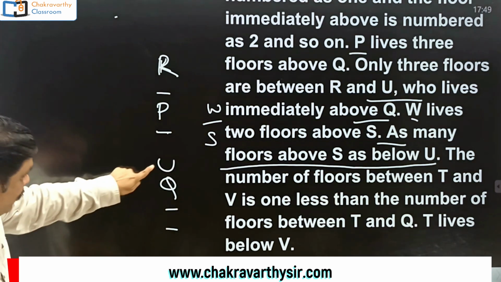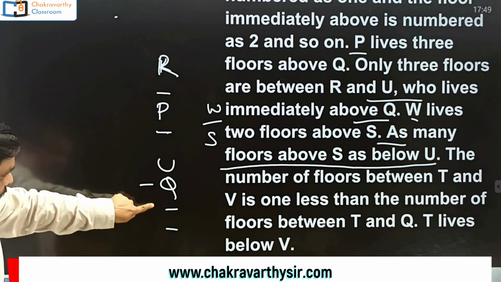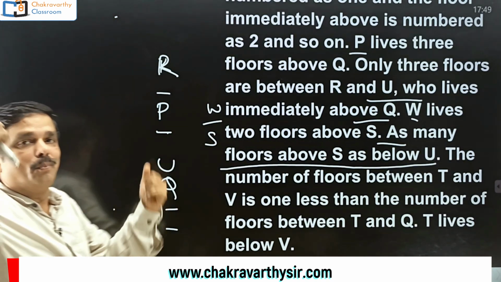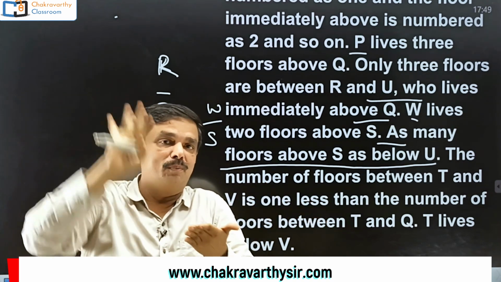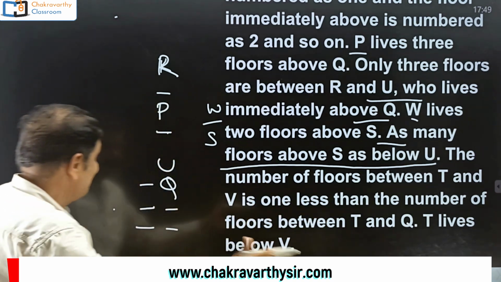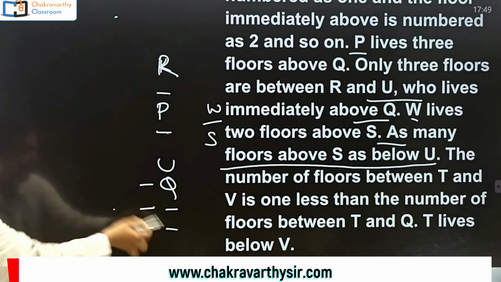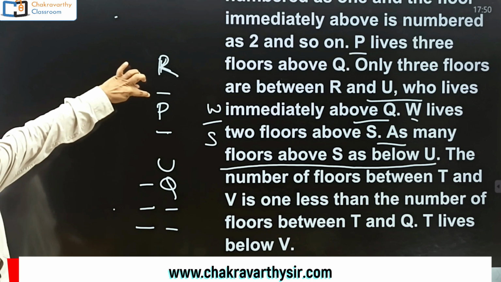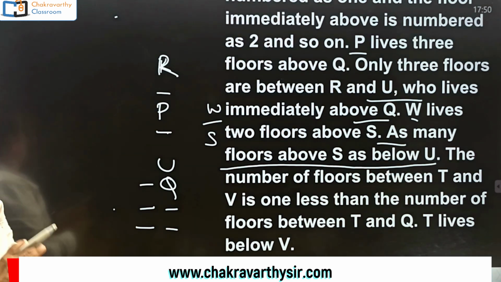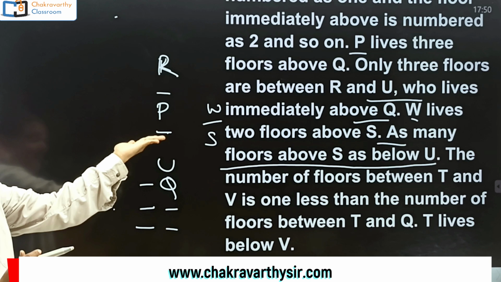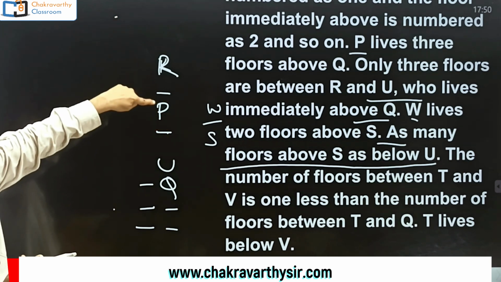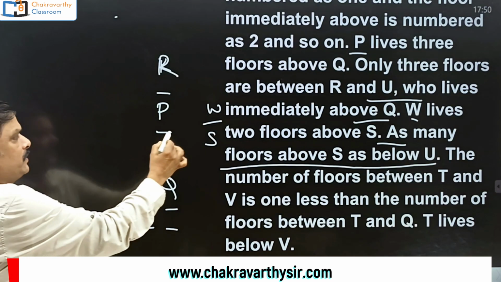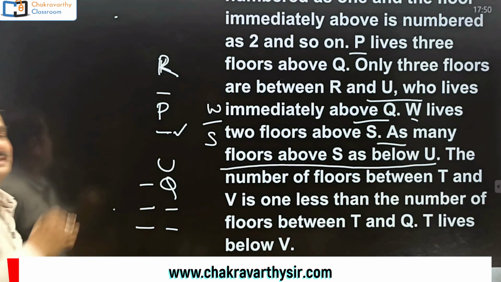Now here you see below U how many are there? 1, 2, 3. And above S also, wherever you place S, above S there should be 3 floors. Now I have imagined that the vacant positions are here. Now start with W here. Suppose W is here, leaving 1 place, S must be here. If I keep S here, above S how many are there? 1, 2, 3 floors. And below U also 3 floors. So this place is perfectly possible for S.